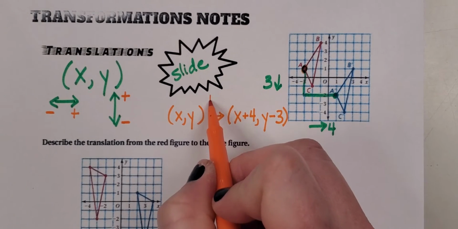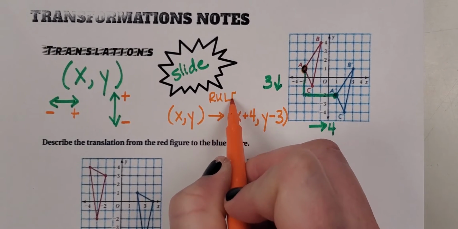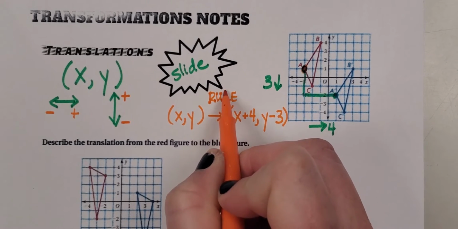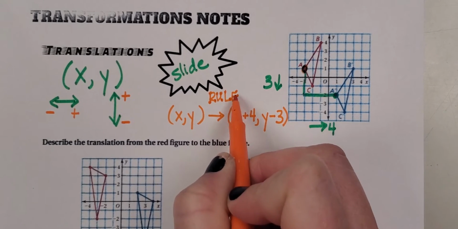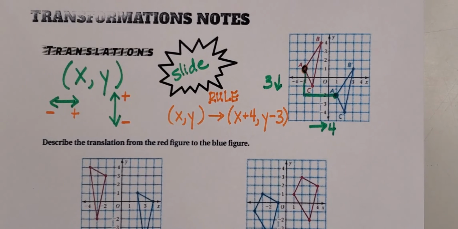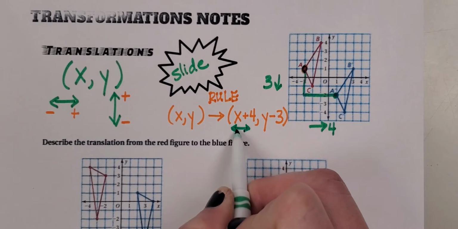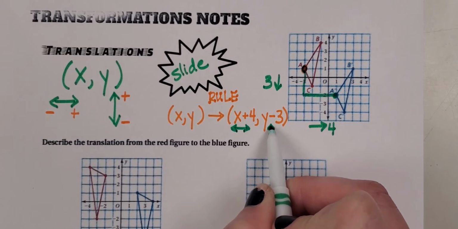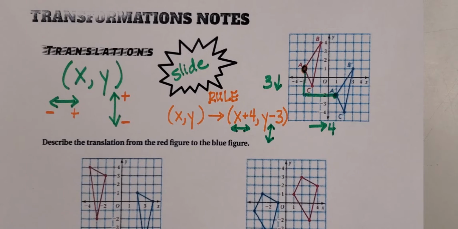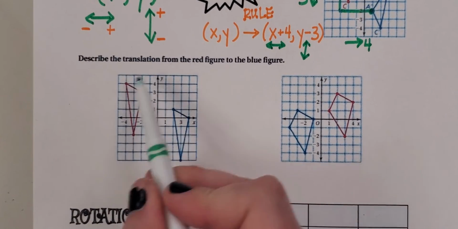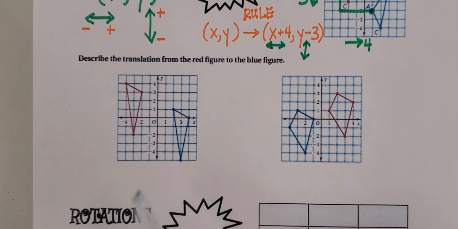So this is the official rule that I want you to be able to identify and understand what's happening whenever we have a translation. So again, my X means that I'm going to go left or right, and my Y is going up or down. So I want you to pause the video and you are going to attempt this first problem.